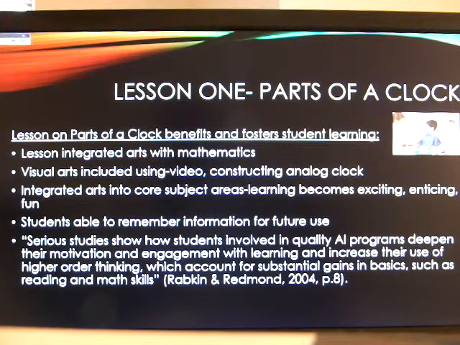I will also have the students construct a clock. By doing this, they are once again able to learn while having fun. When I integrate arts with math, learning will be made exciting, enticing, and fun for all students.